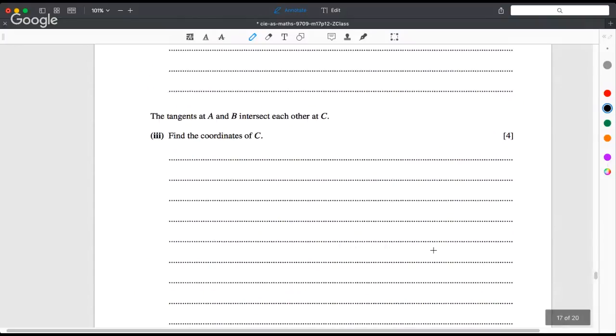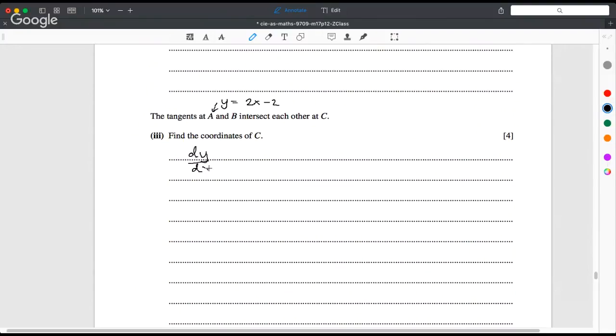And now we're told that the tangents at these 2 points intersect each other at C. So let's first find, we already have the equation of the tangent at A. That was y is equal to 2x minus 2. And now let's find the equation of the tangent at B.